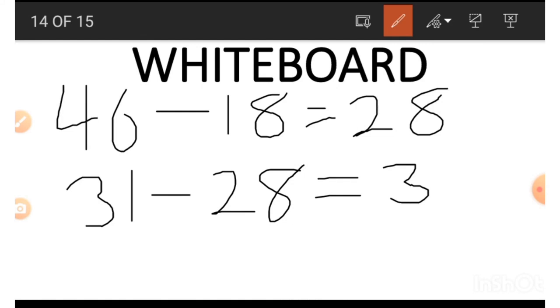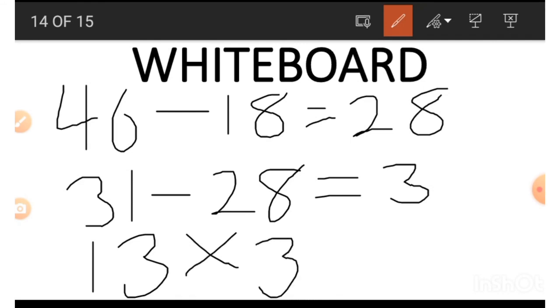Now it is this 3 that we are going to multiply by 13 to get the 39. That's the opposite of division. So 13 times 3 gives us 39. So this is how we get the 39. Now let's go back and look at other numbers.